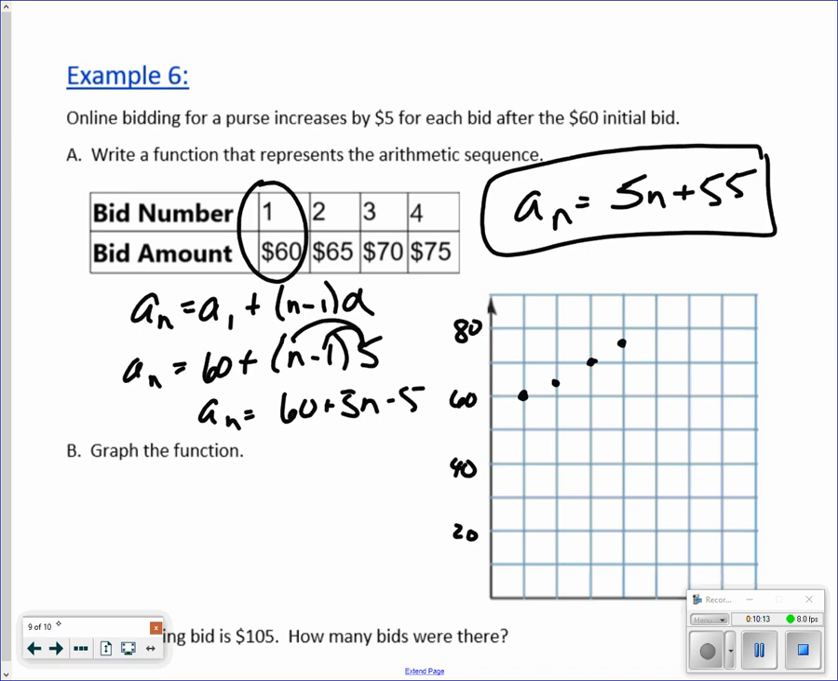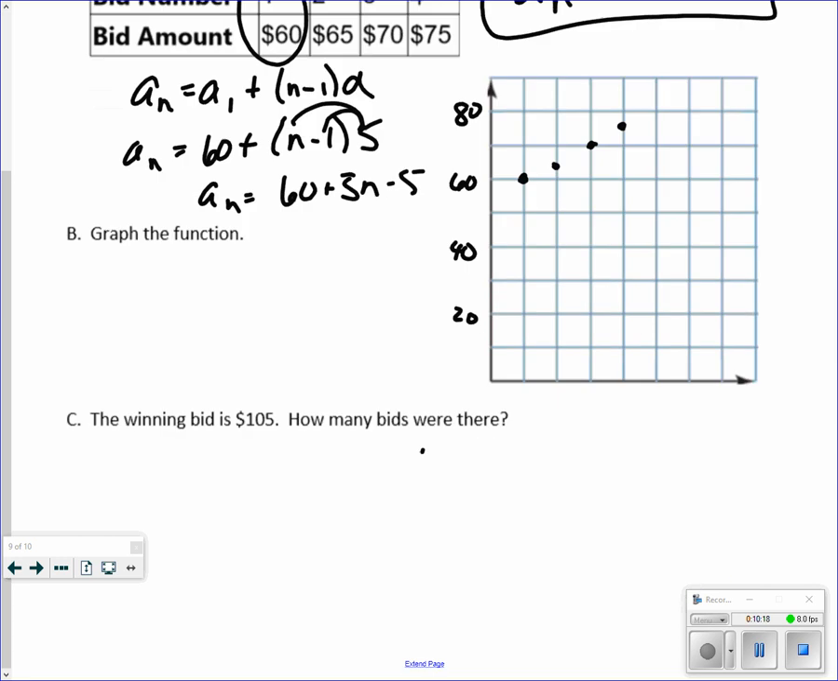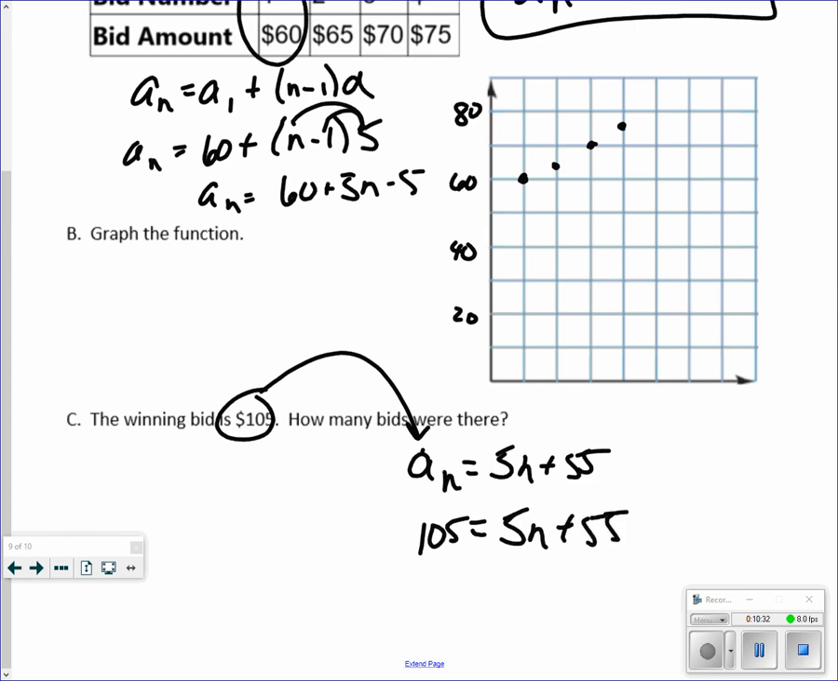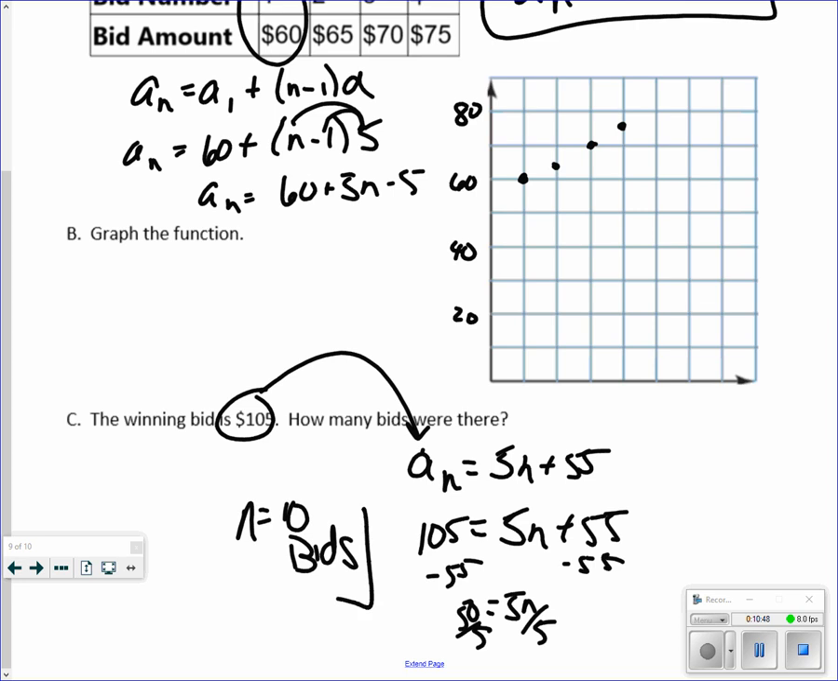They want to know, again, the winning bid is 105. How many bids did it take? So I'm going to take the equation, and this time they're not asking me for n. So the equation that I got up at the top was 5n plus 55. They're asking me what happens if it ends at 105? How many bids had to have occurred in order to get 105 as its final bid? So I'm going to subtract 55 and get 50, and then divide by 5, n would equal 10. So it took 10 bids to get the price up to be $105.